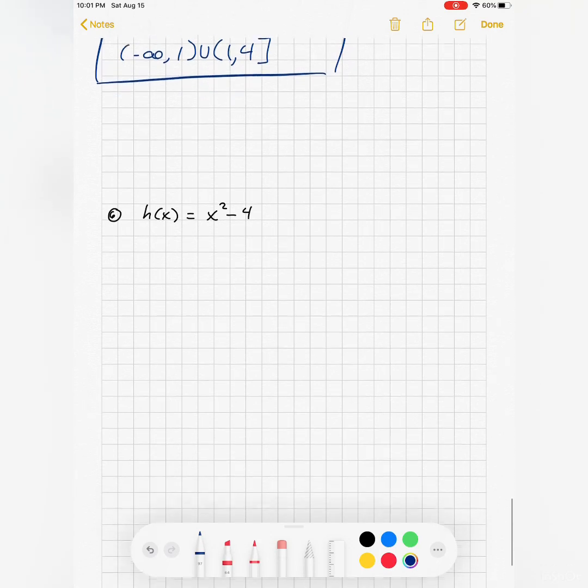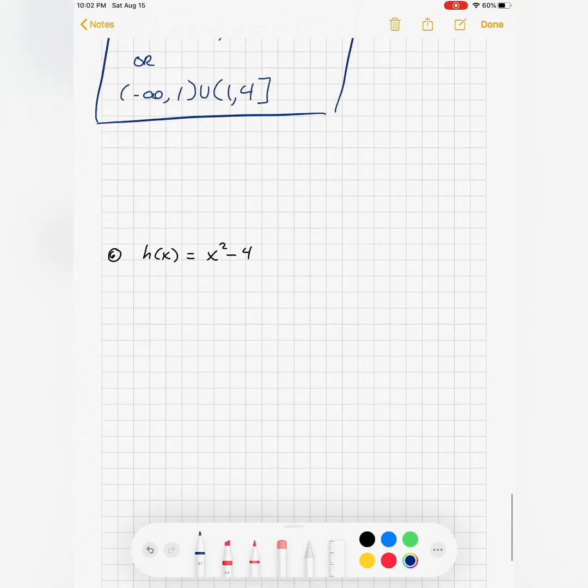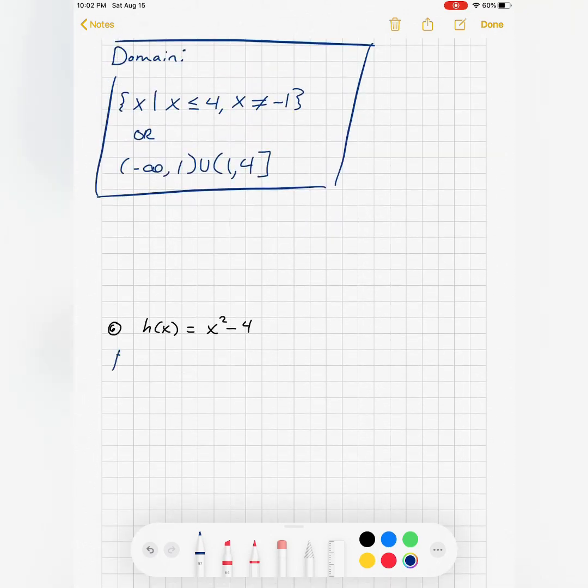What about number 6? How do I find the domain of this guy? Well, be careful. You don't want to immediately start doing algebra, because this guy does not have a denominator. It does not have a root. This is just a quadratic function. If I was going to graph this, doesn't it just look like a parabola shifted down 4?